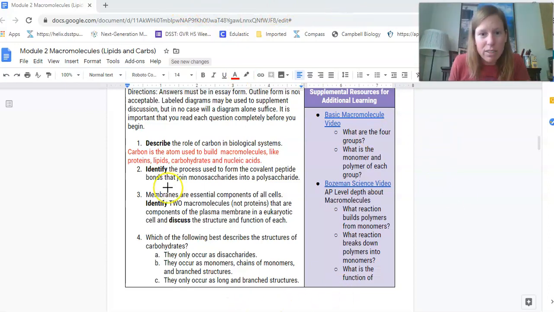See if I can figure out how. Okay, technical difficulties, but we're figuring it out.